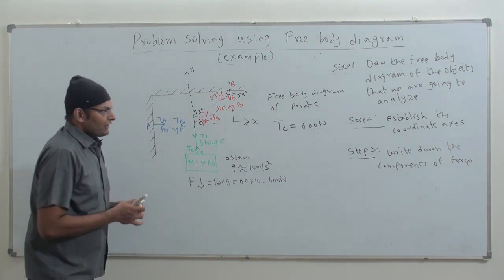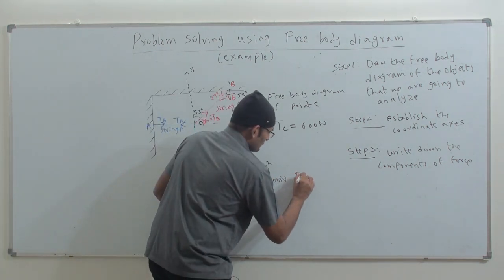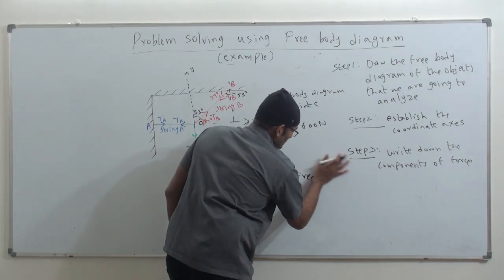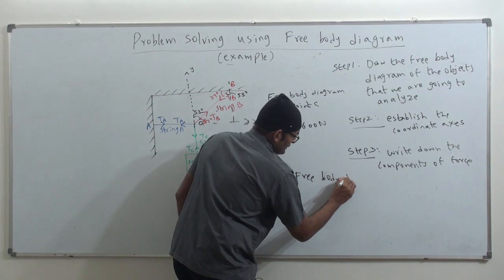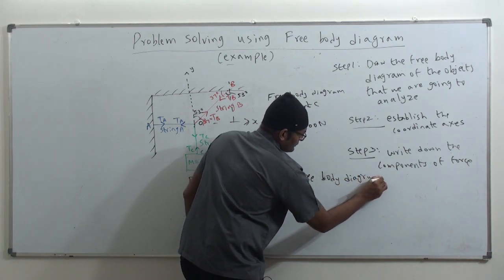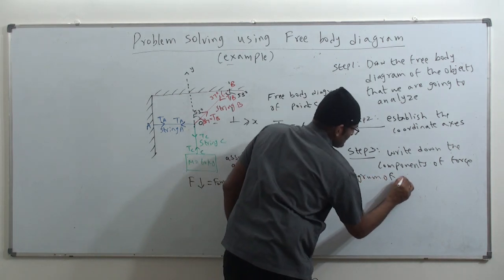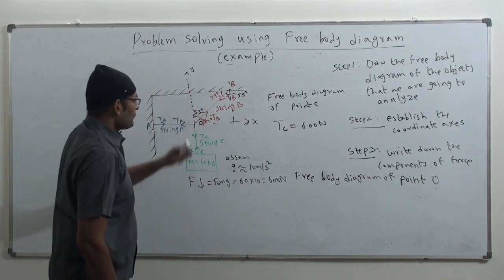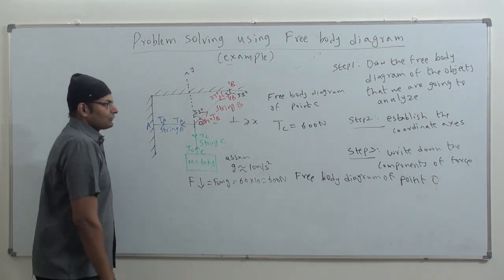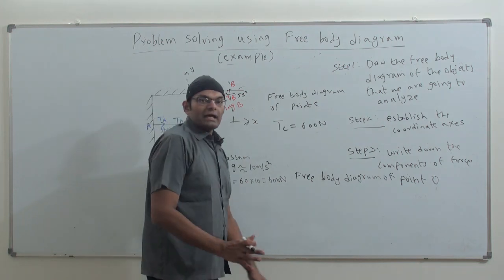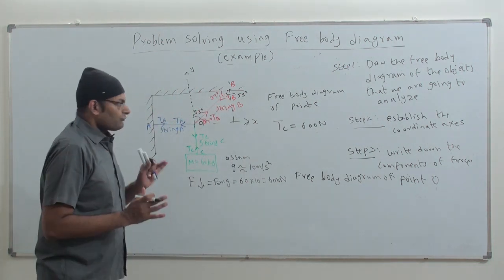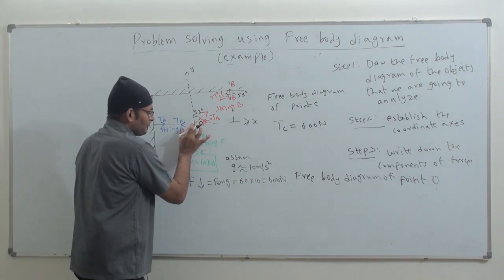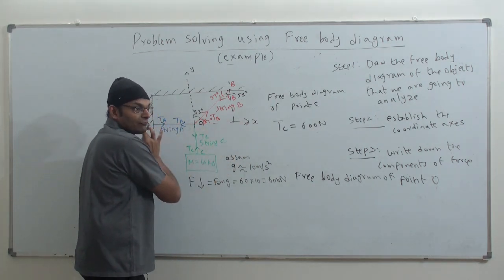So let's take the free body diagram of point. So we have done with this. Now let's go to step 2, free body diagram of point O. Free body diagram of point O. So this is very important. Let's get into this. So we know that from the diagram it is equilibrium. The forces are in equilibrium.